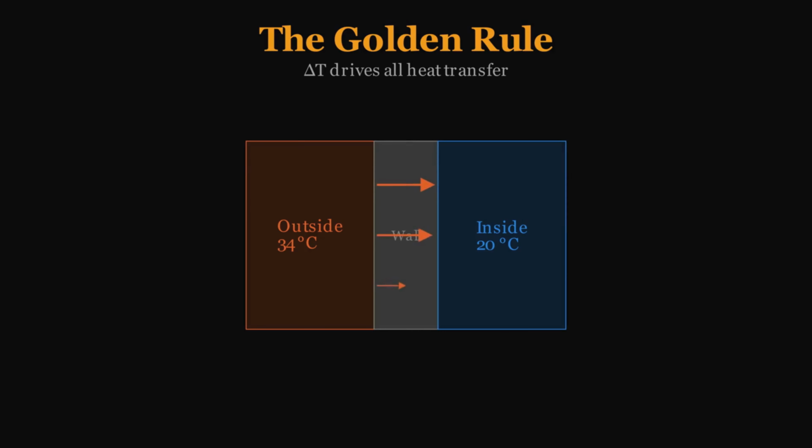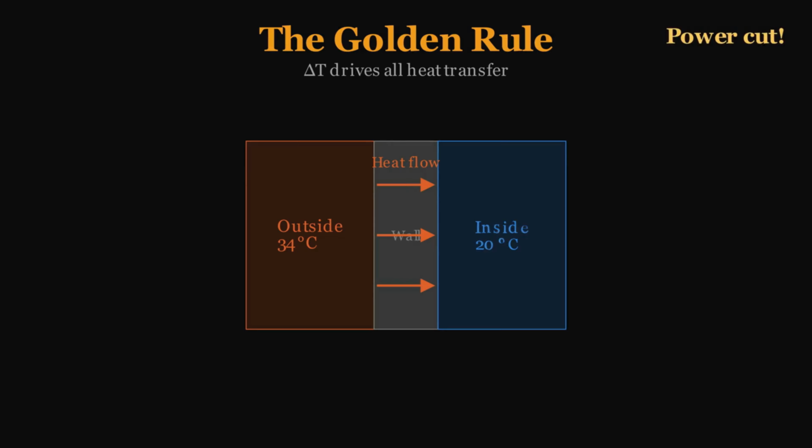The most fundamental rule of heat transfer is this. Heat always flows from a region of higher temperature to a region of lower temperature. Consider this wall. The outside face sits at 34 degrees Celsius on a summer day. The inside face is kept at 20 degrees by the air conditioning. Heat flows from outside to inside, driven entirely by that temperature difference.